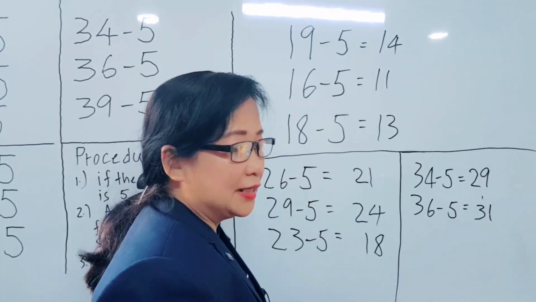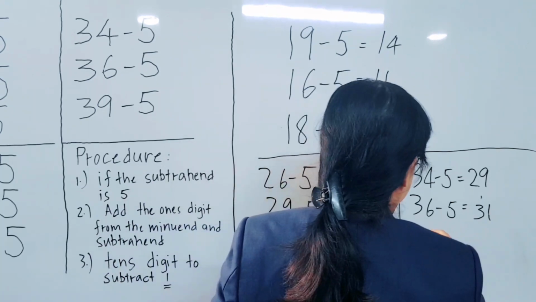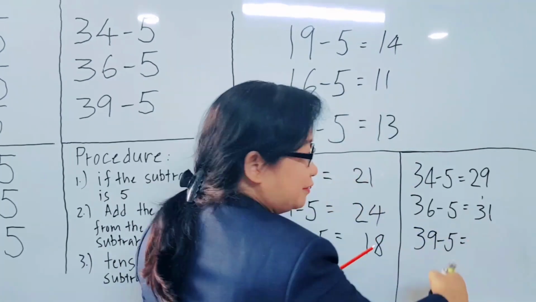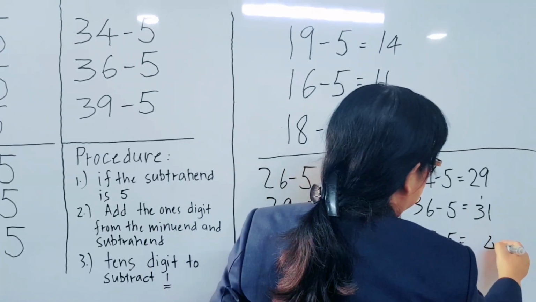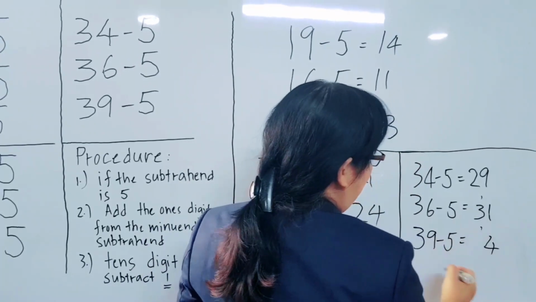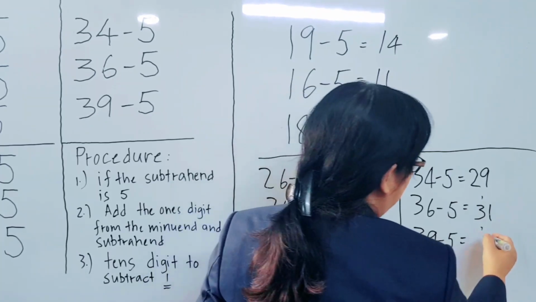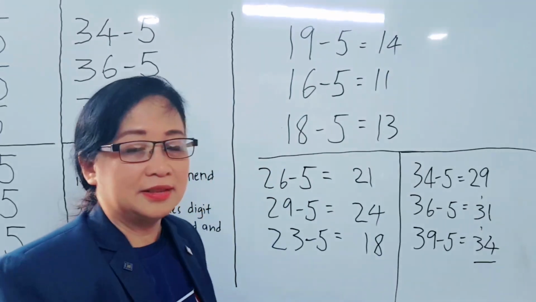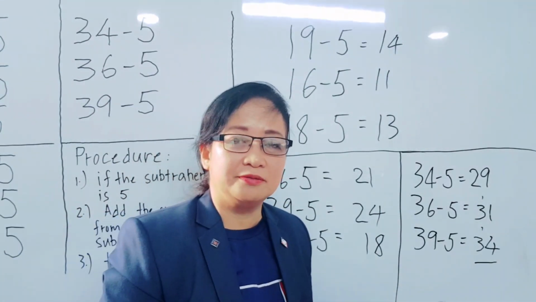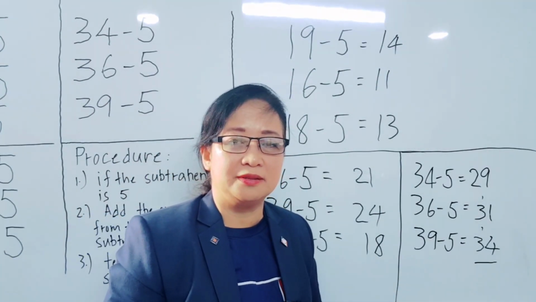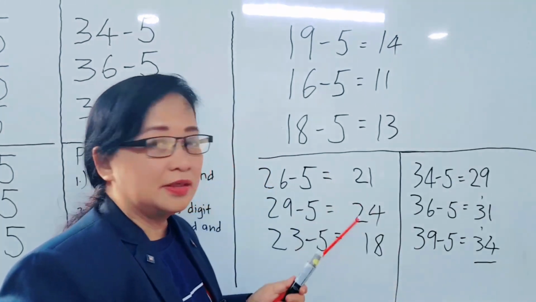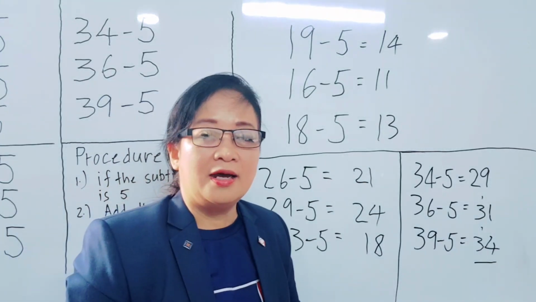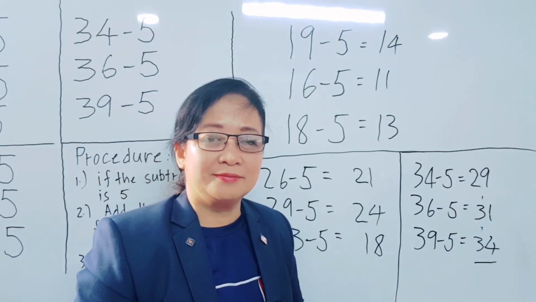Now, the last example is 39 minus 5. So 9 plus 5 is equal to 14. You have to carry 1. So 3 minus 1 is 2. 2 plus 1 is equal to 3. So here is the answer. It's easier and faster compared to the usual way we learned in school. But the problem is there are conditions to solve this one, and it's not applicable to all numbers.